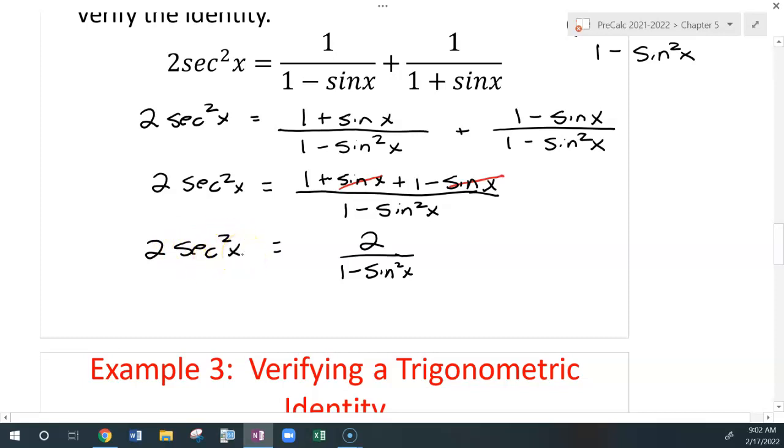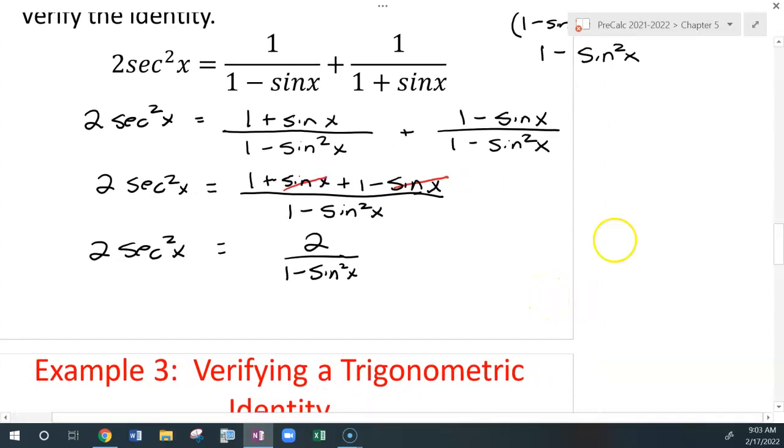So you see I've got a square and I've got a 2, so I'm getting pretty close. So let's go for a Pythagorean trig identity. This is the one I like to use the most. Sine squared x plus cosine squared x equals 1. That's my trig identity. What happens if I subtract sine squared x from both sides? I get cosine squared x equals 1 minus sine squared x.